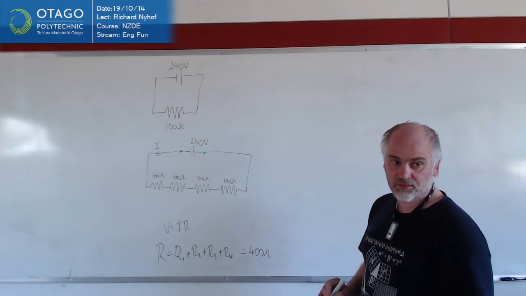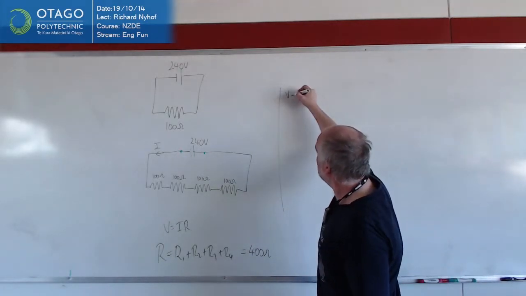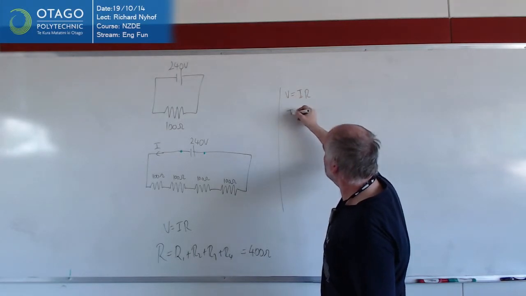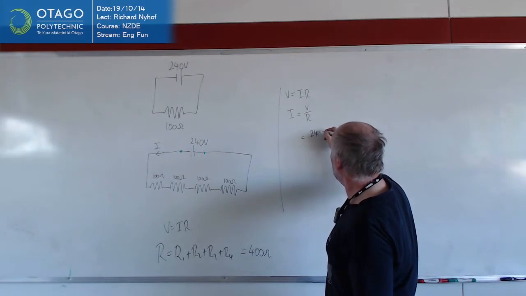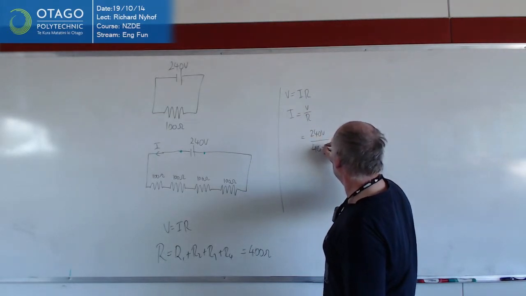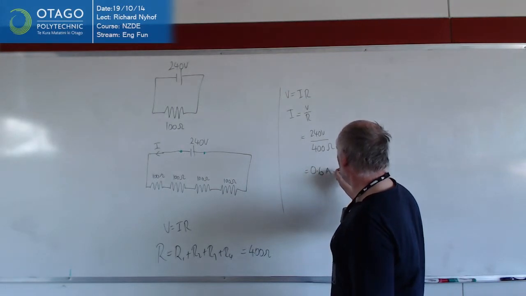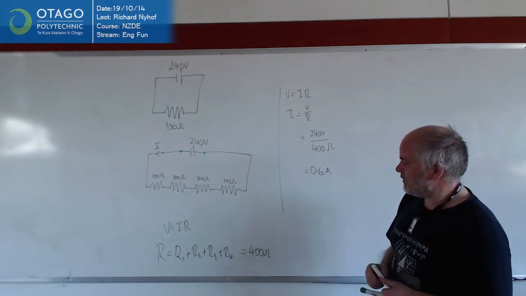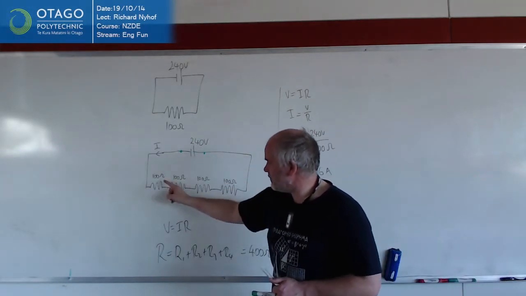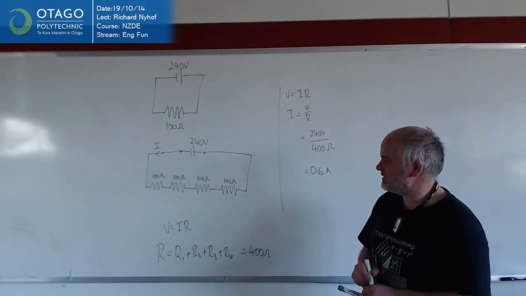400 ohms, okay, for that whole circuit, which means we can now apply Ohm's law to work out the current. So I is V divided by R, is 240 volts divided by 400 ohms, is 0.6 amps is going to be the current that will flow in that circuit, because the resistance, as we go through these 4 resistors, is just the sum of the 4 resistances.